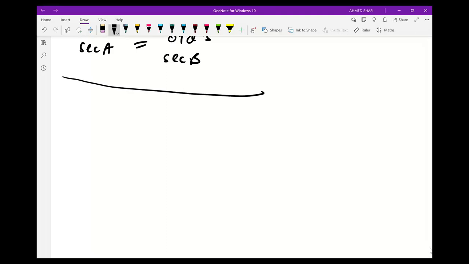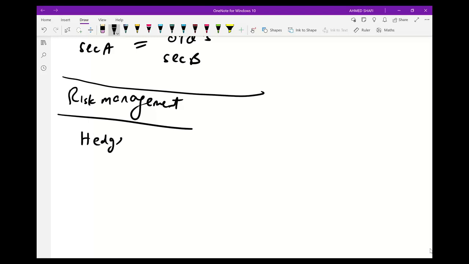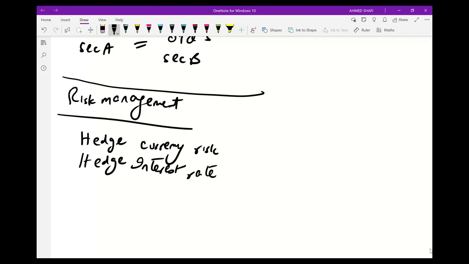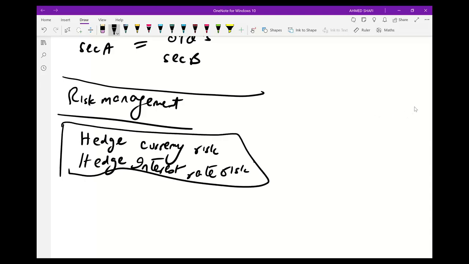Now, talking about risk management. We all know that in the portion of risk management, one is expected to deal with or hedge currency risk, and in a smaller portion one is expected to deal with or hedge interest rate risk. In the portion of risk management, one is expected to deal with the hedging of currency risk, and the hedging of interest rate risk.